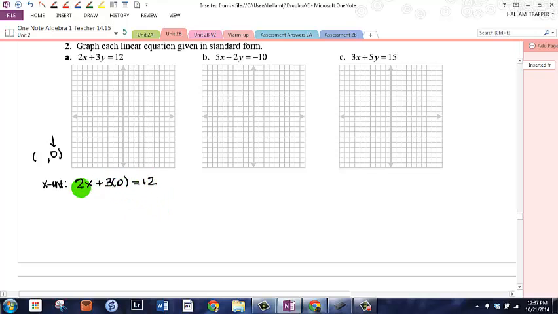Well, what's 3 times 0? Looking at this, that's easy. That's 0. It drops out. So really what happens is I'm left with this 2x on the left. This turns to 0. I'm not even going to bother to write it, and it's going to be equal to 12. 2x equals 12. Well, gosh, it doesn't get much simpler than that to solve. So I'm going to go ahead and divide by 2. And I'm going to find out that x is equal to 6.